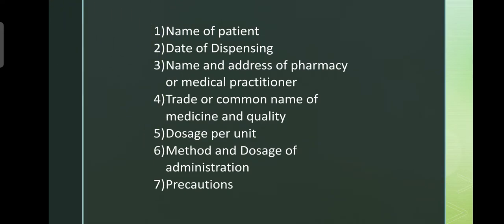First one is the name of patient, second one is the date of dispensing, third one is the name and address of pharmacy or medical practitioner, fourth is trade or common name of medicine and quantity, fifth one is the dosage per unit, sixth one is the method and dosage of administration, and seventh one is the precaution.